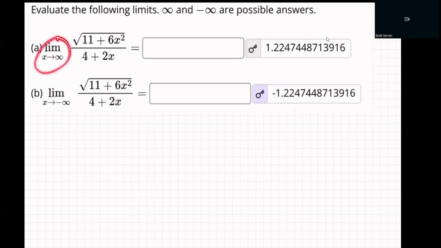This one, we're taking two limits. One's going to positive infinity, one's to negative infinity of a function with a square root. It's a little bit interesting. Let's bring down part A here.